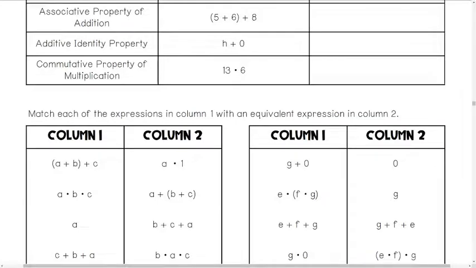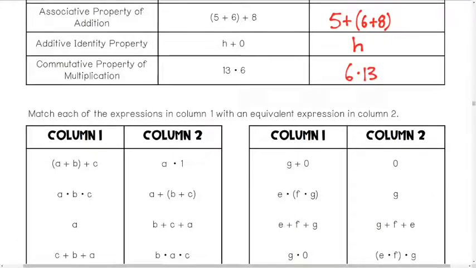Alright, so for our next three, it would be the associative property of addition. I take that and say 5 plus 6 plus 8, where I just move the parentheses over to the second two numbers. The additive identity property, h plus 0, well, that's just going to be h. The commutative property of multiplication, that is going to be 13 times 6. That would turn into 6 times 13.